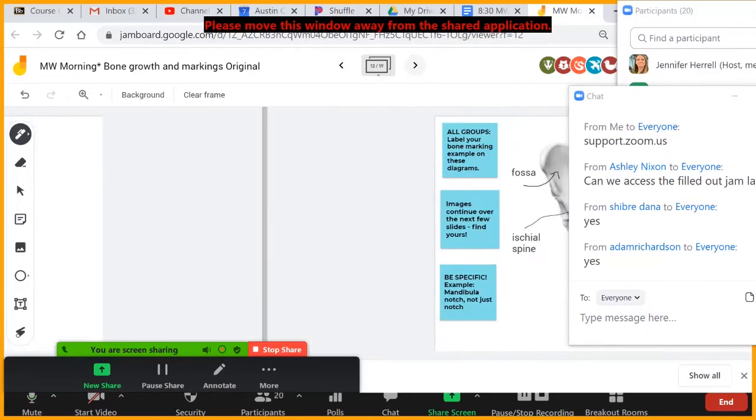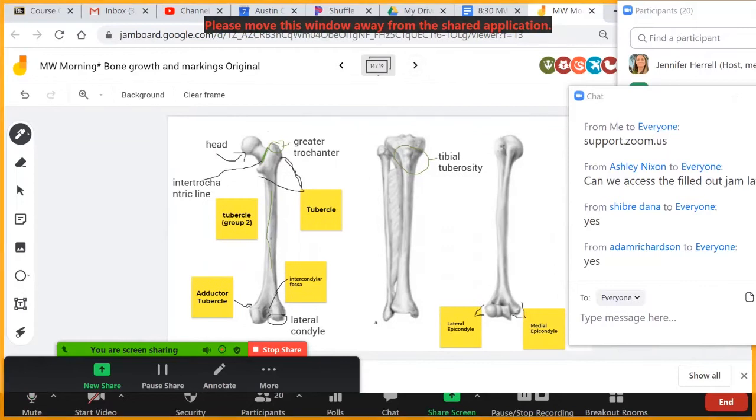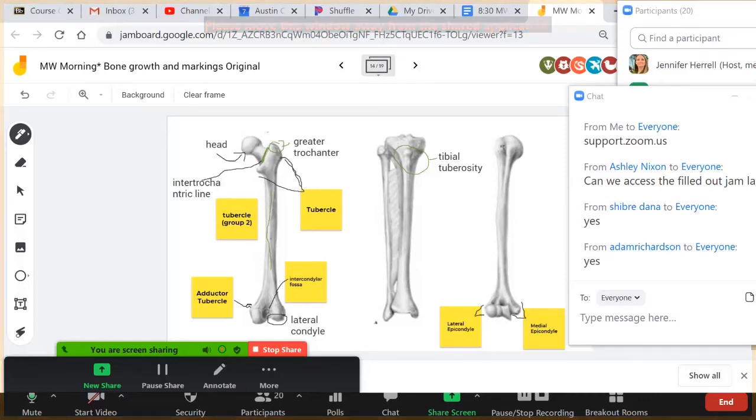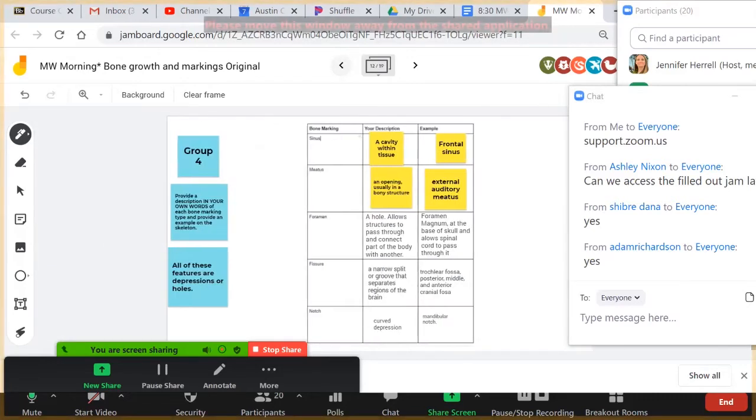Intercondylar fossa. Right there on that femur again, we've got a condyle. That little dish in between is an intercondylar fossa. Okay, so it's a little dish. Very good, group 3. All right, one more, group 4.